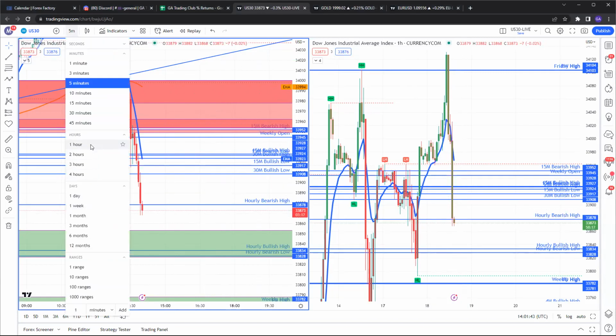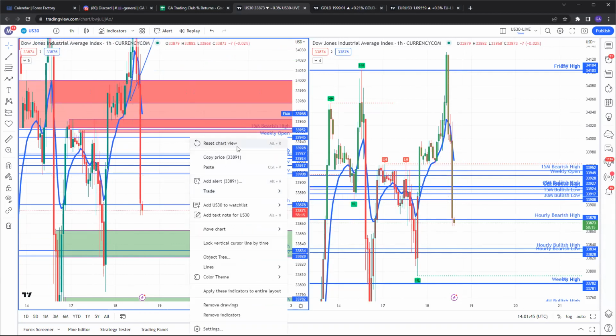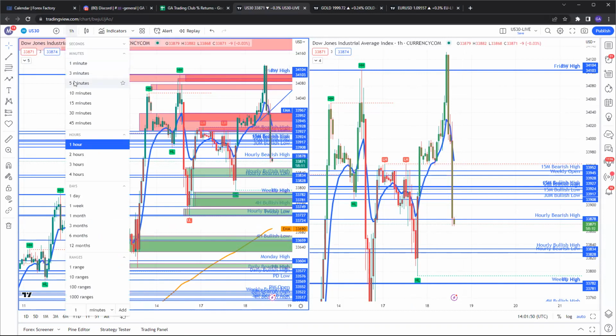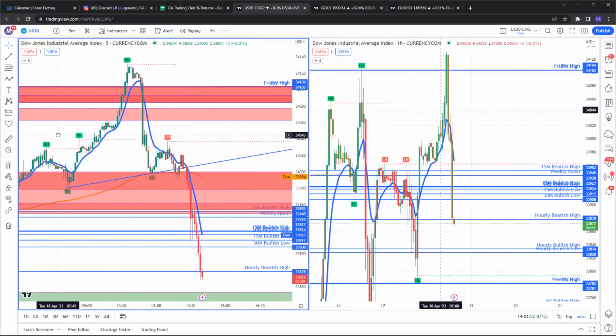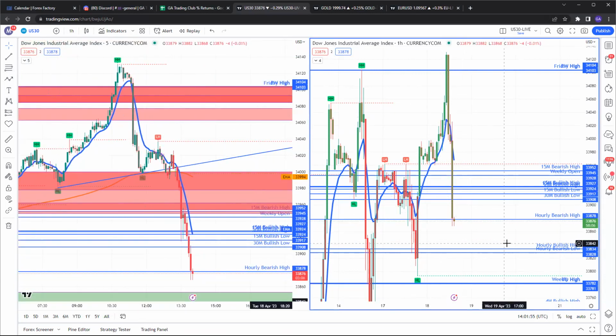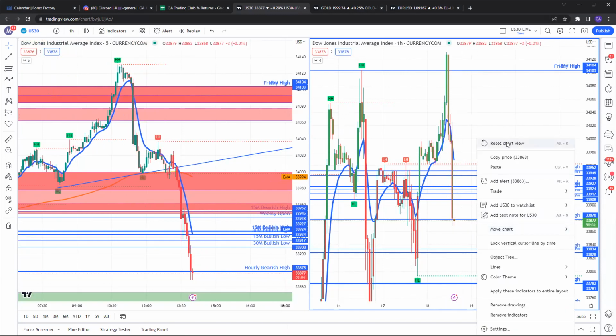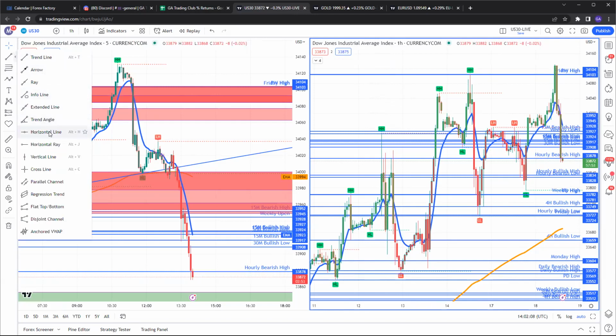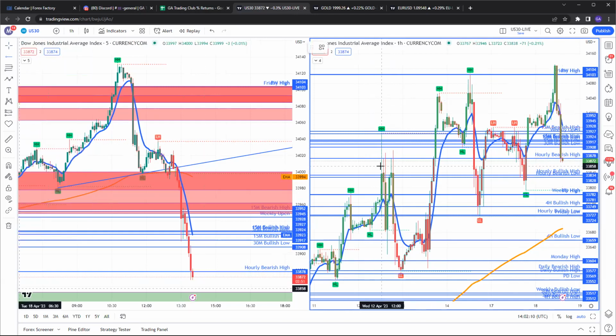If I go here on the hourly chart and we try to find... actually, I do have an hourly chart on my right. Reset here. So we do have these zones right here. This is what I'm looking for, the hourly bearish high. If you look all the way to the left, we do have these candles right here.